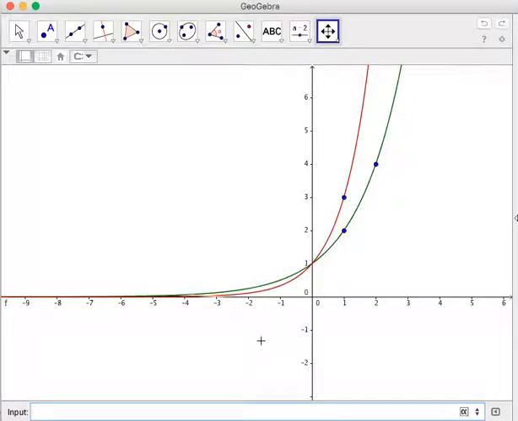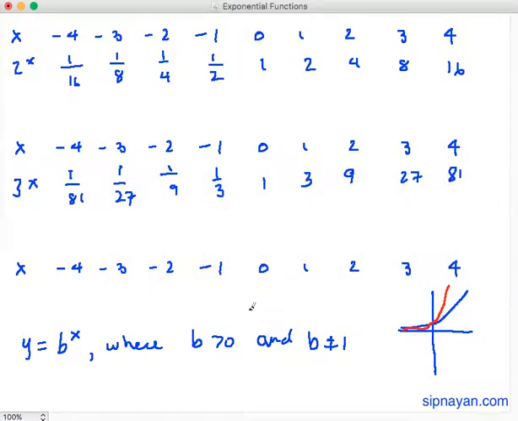And what about yung 4? For example, meron tayong 4 to the x. I think mahuhulaan nyo na, no? Siyempre, pag mas malaki yung base, mas mabilis lumaki yung graph, no? Mas mabilis lumaki yung graph. Mas mabilis lumaki yung y value niya, no?